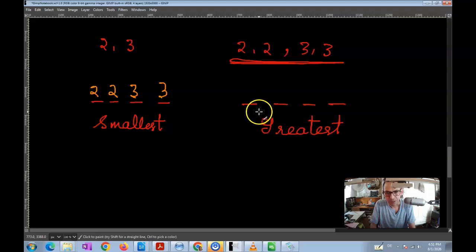And then for the greatest number, I will pick the greatest place value in the number and fill it with the largest digits that I have. So that would be 3, and then the 2 2s I will use over here, right?